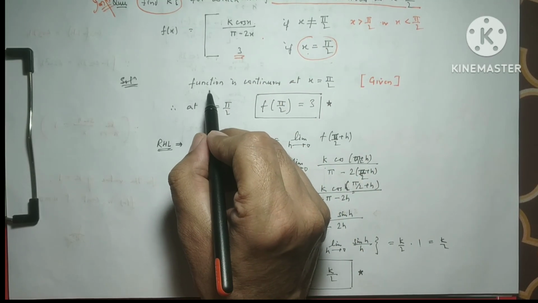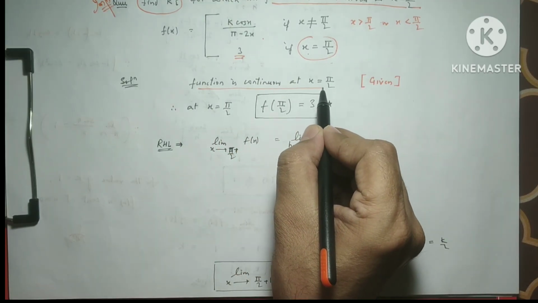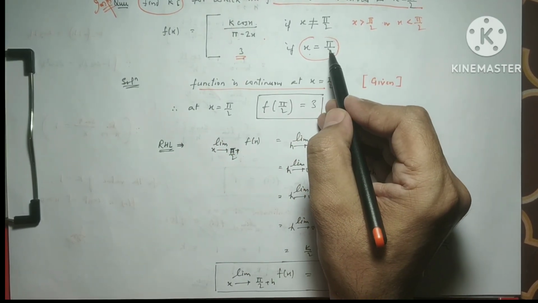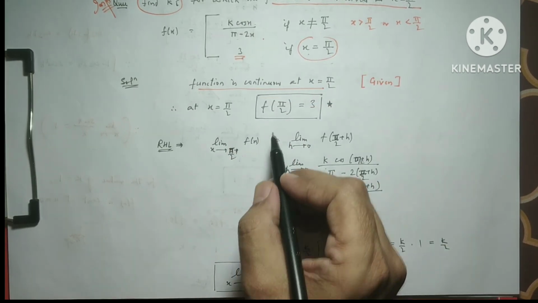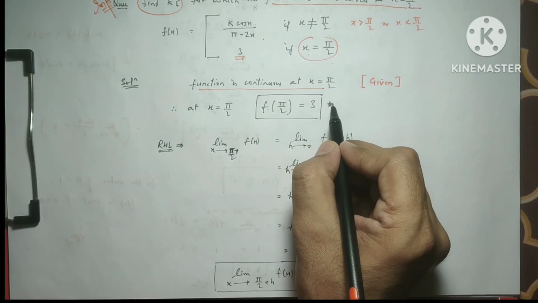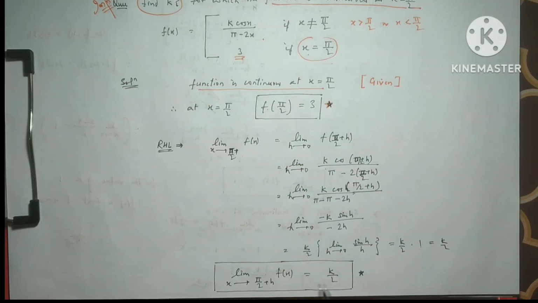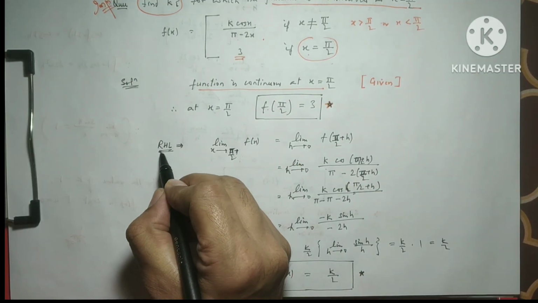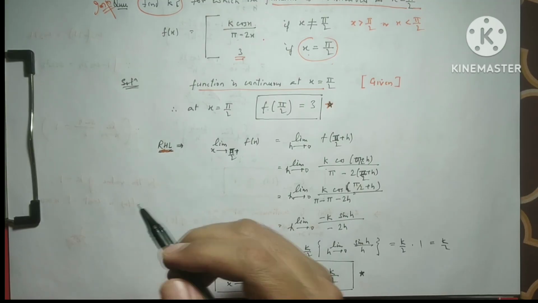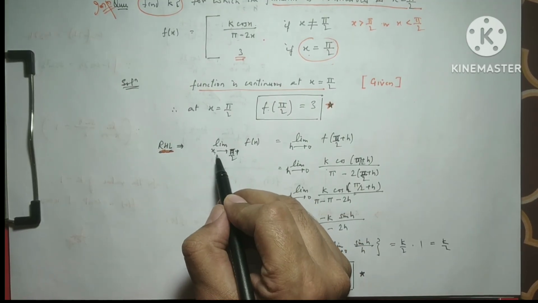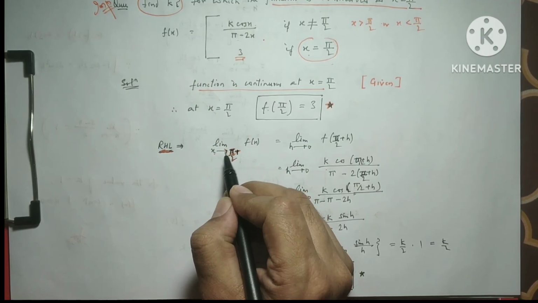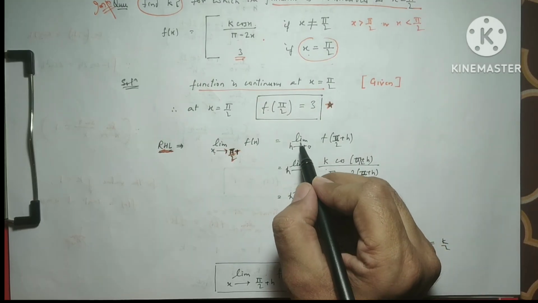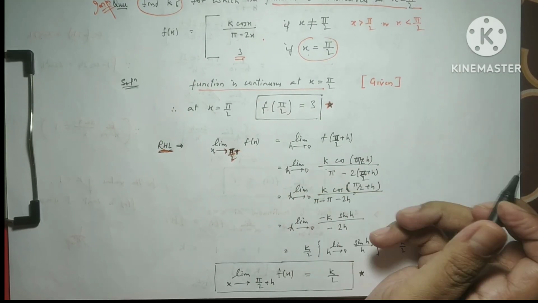So the function is continuous at x equals pi by 2, and the value of the function at x equals pi by 2 is 3. So f of pi by 2 is 3. It's our first value. Now we go for the right hand limit. For the right hand limit, x tends to pi by 2 plus, meaning a higher value than pi by 2. That means limit h tends to 0, f of pi by 2 plus h.